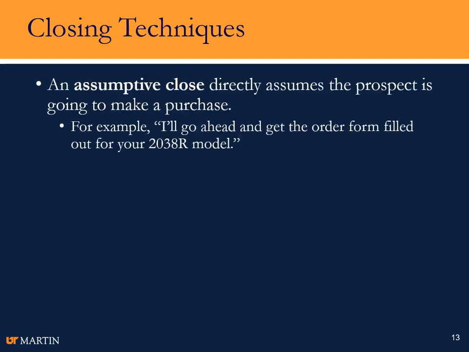The next one is the assumptive close. Again, this one assumes that the prospect is going to make a purchase, but in this case, you're going to just say something like, I'll go ahead and get the order form filled out for your 2038 model. Again, you're assuming that they're going to make the purchase, but you're not giving them a choice between options. You're just making the decision for them. They can always say no, but people have a harder time saying no when you've already made the decision. A lot of times people are just concerned about taking that leap themselves.